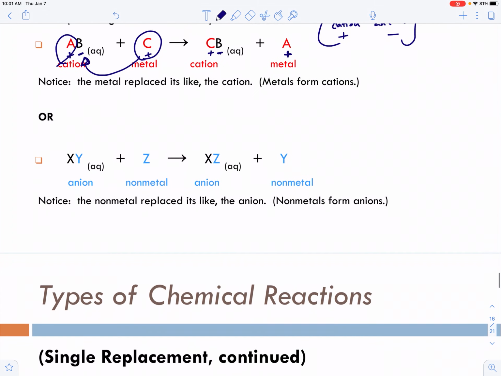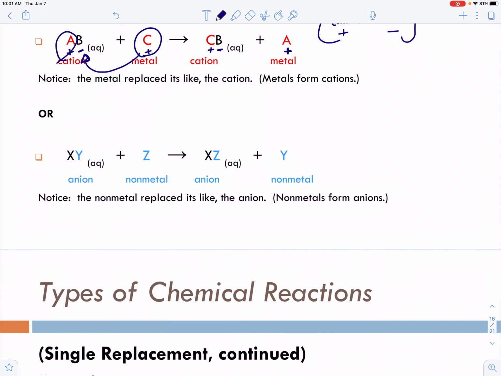Or you could have it so your anions are actually the thing that is switching. So again, you have a cation, it's hanging out with its anion, and if you have a nonmetal sitting over here, what happens sometimes is if this nonmetal is really reactive, it's going to steal the other anion's partner. So it's going to try to pair up with that metal. We always write our cation first, so I write my X first. Z has stolen X as a partner, leaving Y all by itself. Okay, so that's how a single replacement reaction takes place.